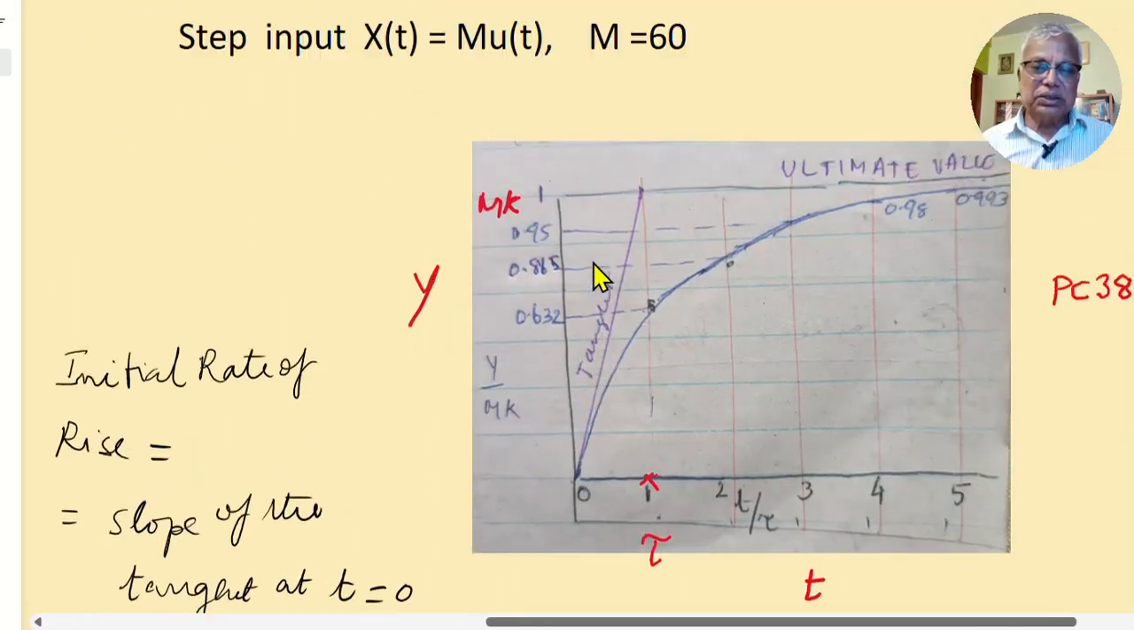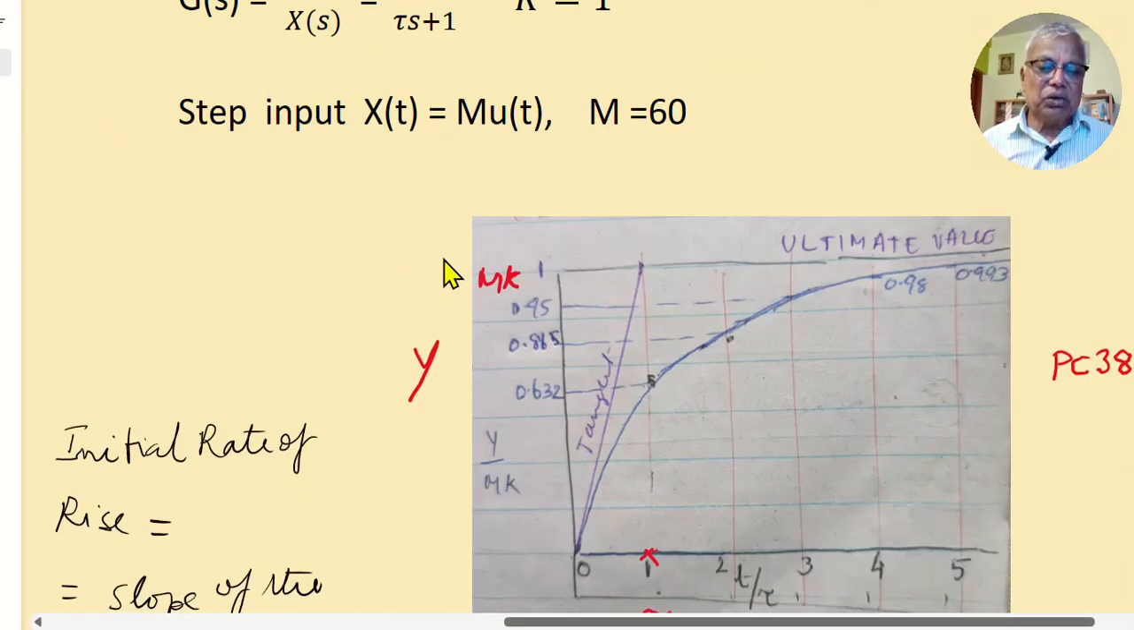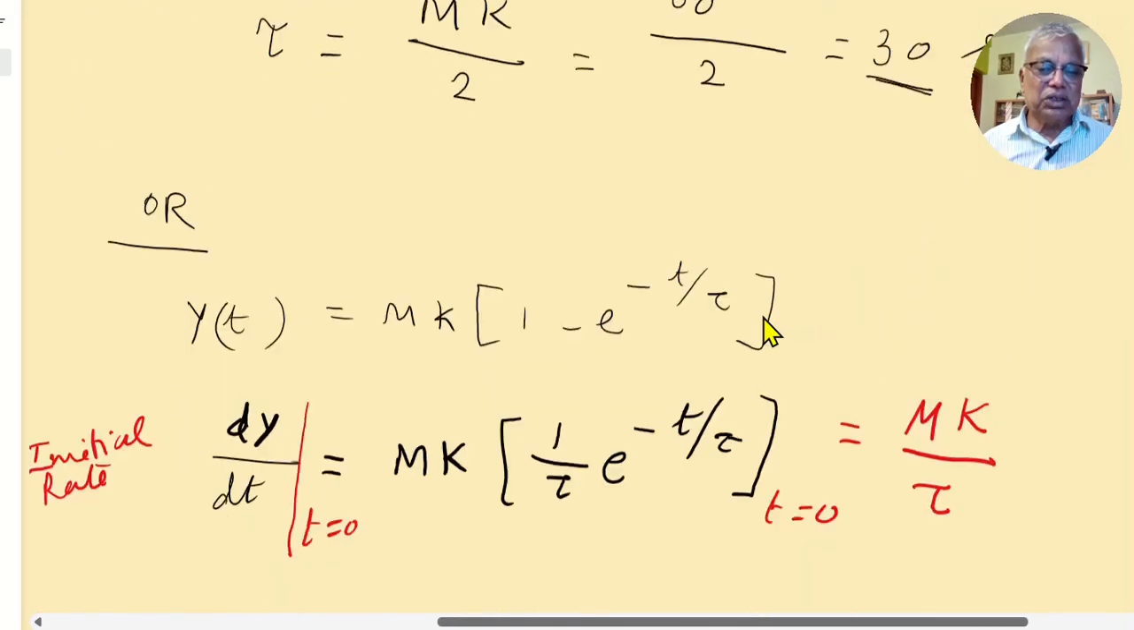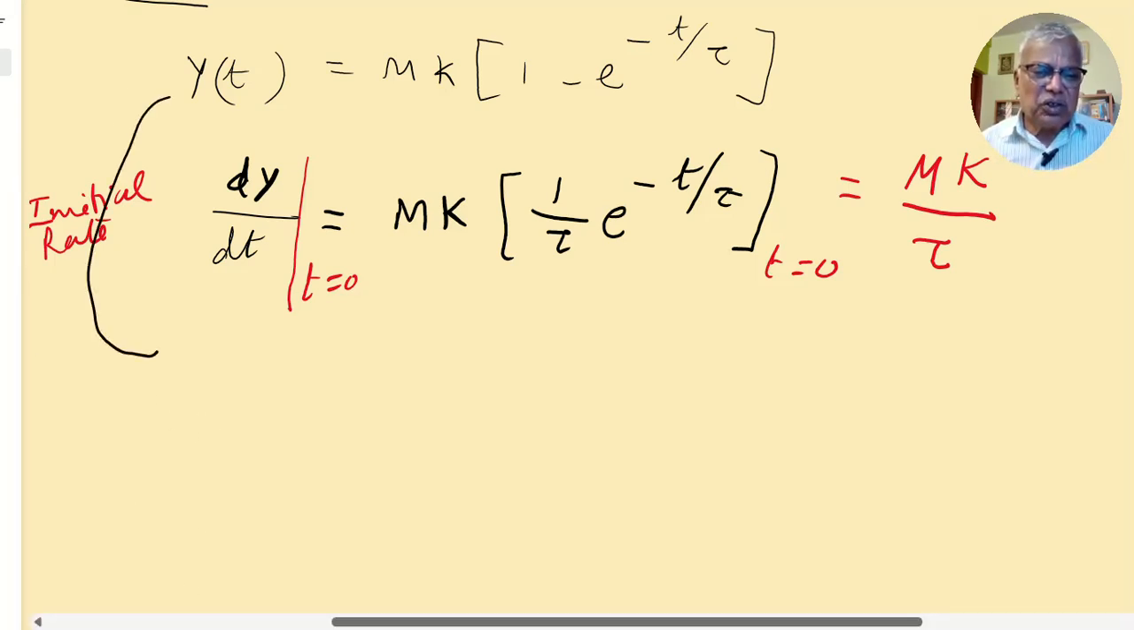The next question is, what will the thermometer read after 1 minute? For that you have to go to the step response equation, this same equation. From this equation you can get the thermometer reading after 1 minute. So let us substitute in the response equation and find out the answer.